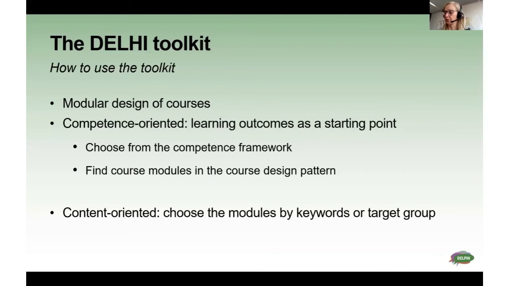You can use the toolkit in two ways. For both, the modular design of courses is basic. If you want to build up a competence-oriented course for interpretive planning, you use learning outcomes as a starting point. You choose competences from the Delphi competence framework regarding also the levels. Then you look up at the Delphi course design pattern. There you find all existing modules in the table assorted by level, competences, and target group.